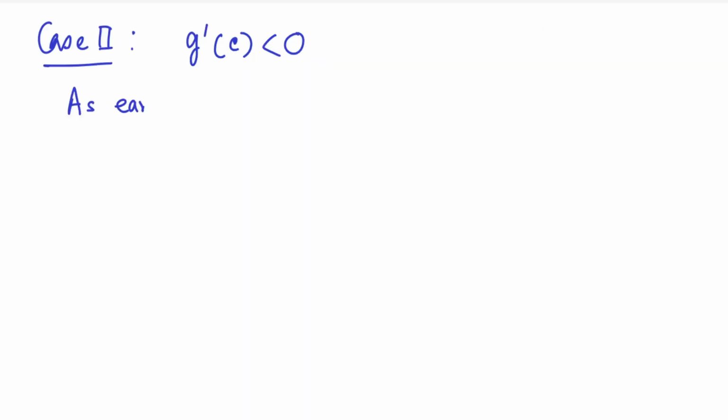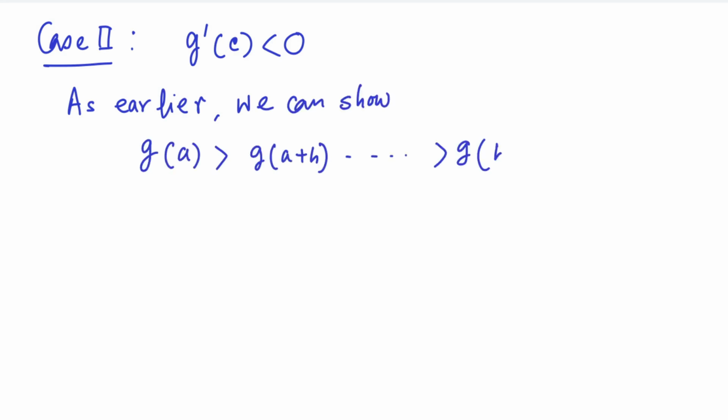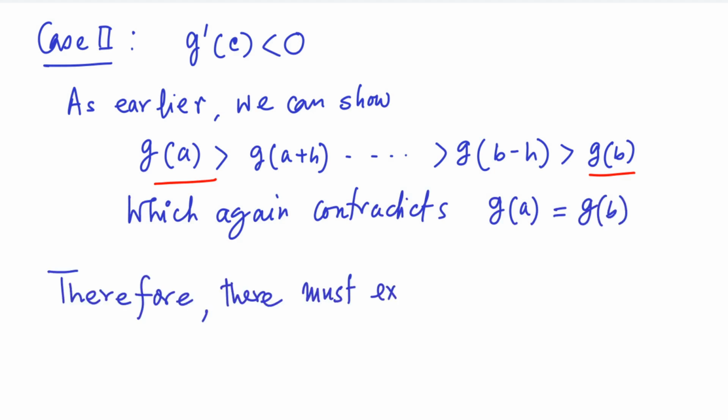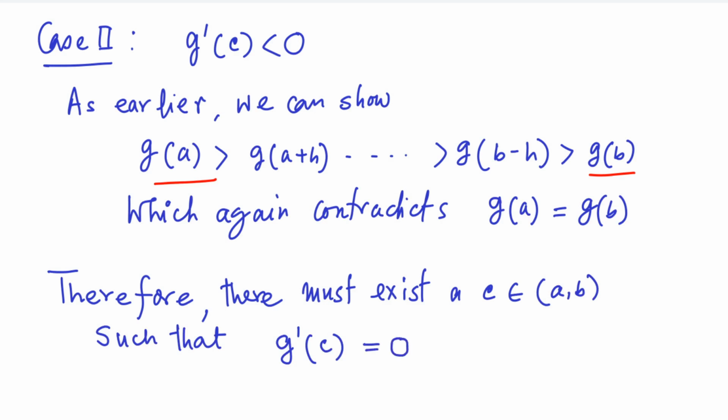As earlier, we can prove an inequality even for the case where g prime of c is negative. In this case, g of a will be greater than g of a plus h, which will be greater than finally g of b. Again, this contradicts the given statement, that is g of a equal to g of b. Therefore, even for this case, there must exist a point c in the open interval a comma b such that g prime of c is equal to 0. So, this proves Rolle's theorem.